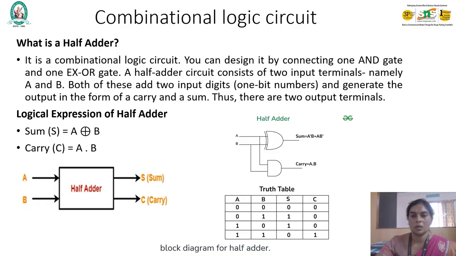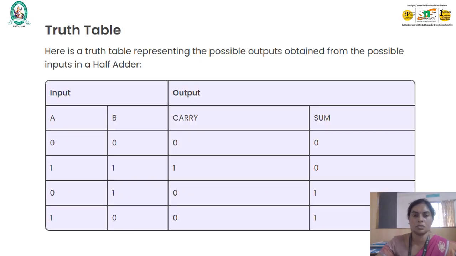In this circuit diagram, an XOR gate and an AND gate are taken. The inputs A and B are given to the XOR gate, which produces the output sum, and A and B are also given to the AND gate, which produces the carry A into B. In the truth table, we have taken the inputs 0 0, 0 1, 1 0 and 1 1. Finally it produces sum and carry as outputs. This is the truth table which we discussed in the previous slide.